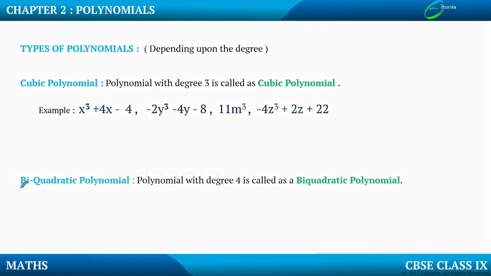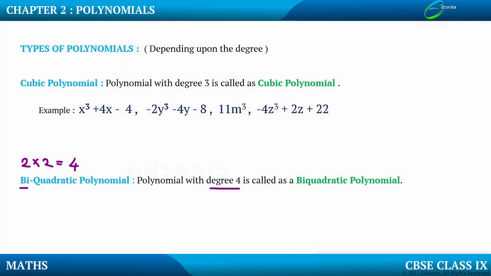Bi-quadratic polynomial. Bi itself means 2, and quadratic itself was 2. So, 2 into 2 will ultimately give me 4. Therefore, you can check the definition as well. A polynomial with degree 4 is called a bi-quadratic polynomial.